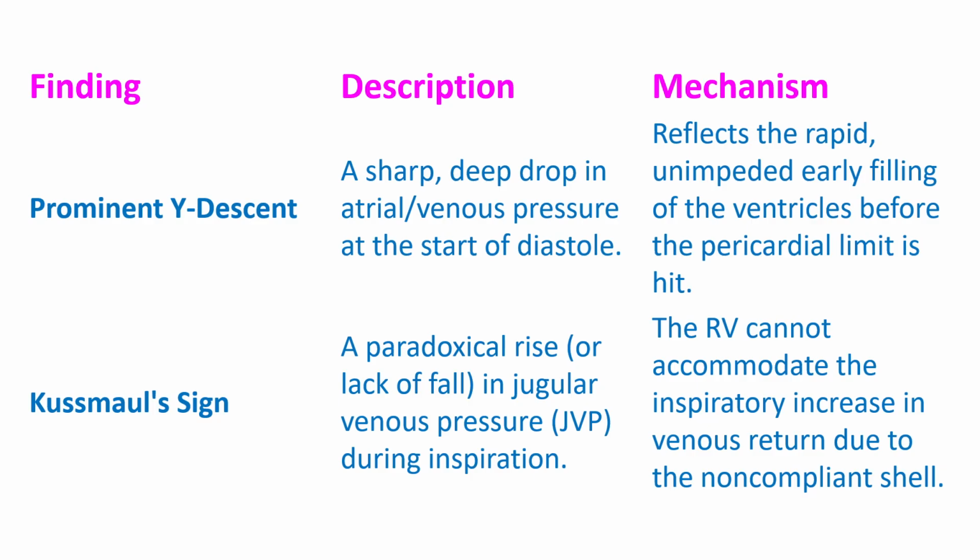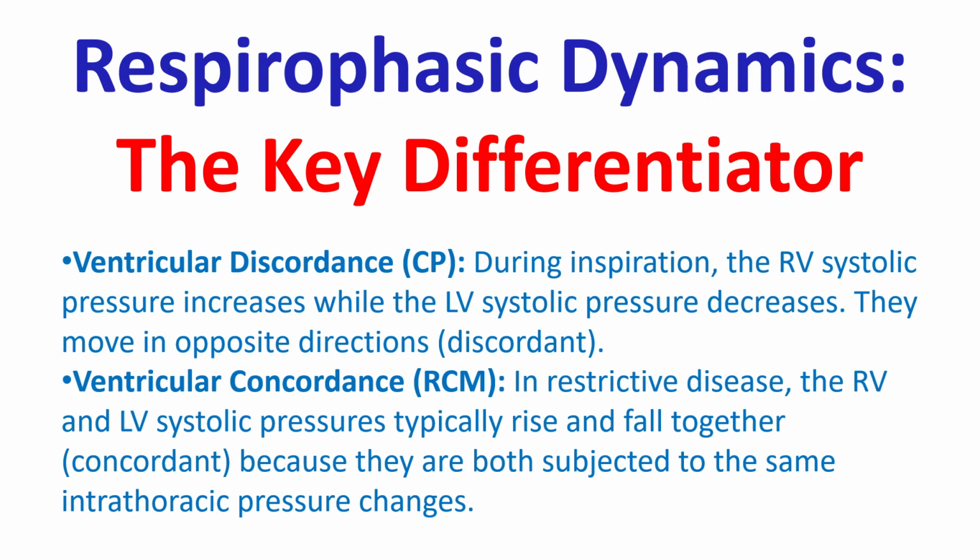Kussmaul sign: a paradoxical rise or lack of fall in jugular venous pressure during inspiration. The RV cannot accommodate the inspiratory increase in venous return due to the non-compliant shell. The most critical diagnostic finding in the cath lab is ventricular discordance, which helps distinguish constrictive pericarditis from restrictive cardiomyopathy.